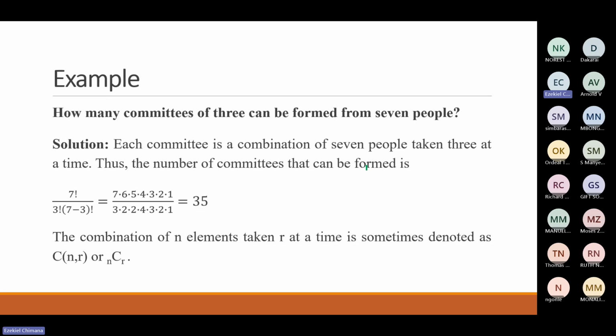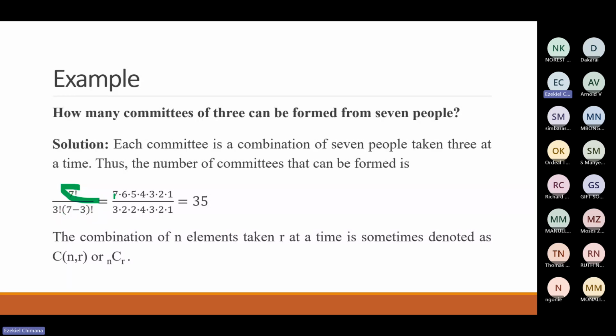If you want to have a group of 3, how many possible combinations? The best way to answer that is to use this formula, which says n factorial over r factorial times n minus r factorial. So this is a combination of 7 people taken 3 at a time. The number of committees that can be formed is 7 factorial over 3 factorial times 7 minus 3 factorial. I think this is just basic mathematics. 7 minus 3 is 4, so it's going to be 3 factorial times 4 factorial.